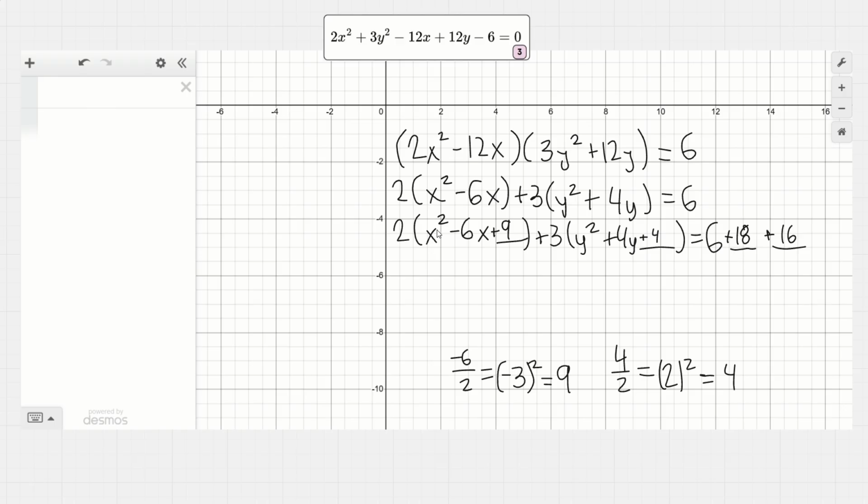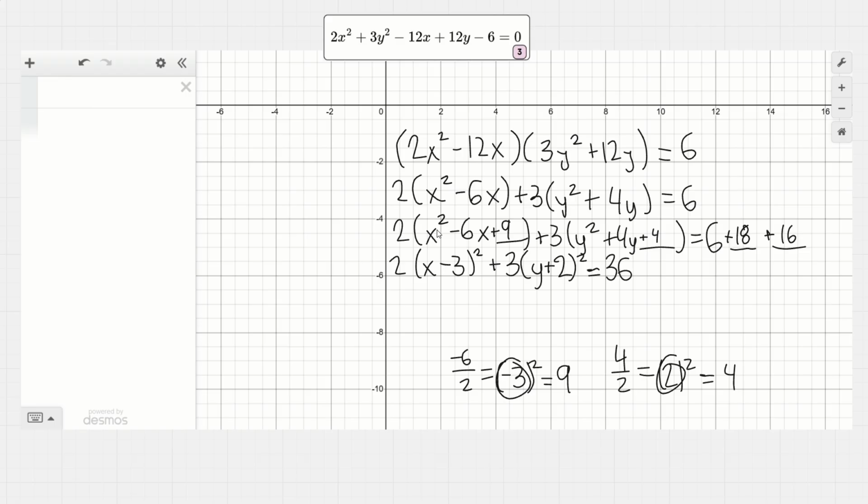Now, we have a perfect square trinomial. We can make it into a binomial. So, we have 2 times x. What we got here is negative 3. So, we copy negative 3 squared, plus 3 times y. What we got here is positive 2. So we will put positive 2 squared equals 6 plus 18 plus 12 will be 36.